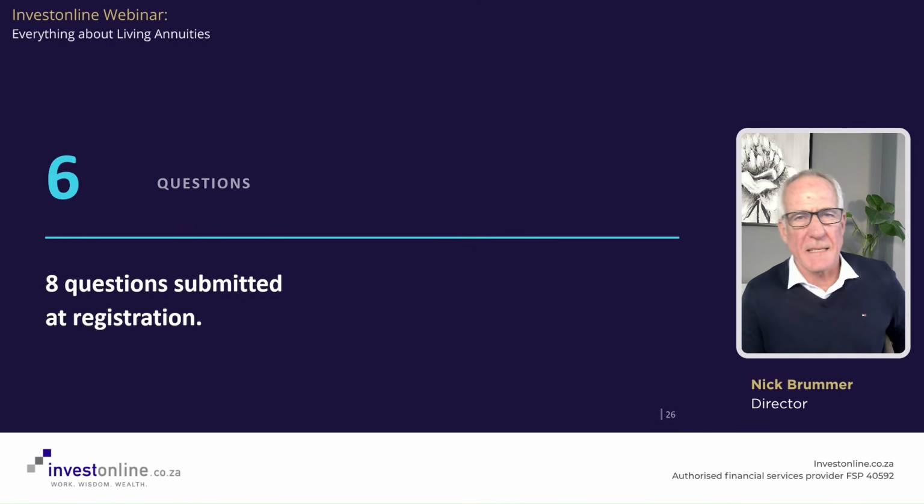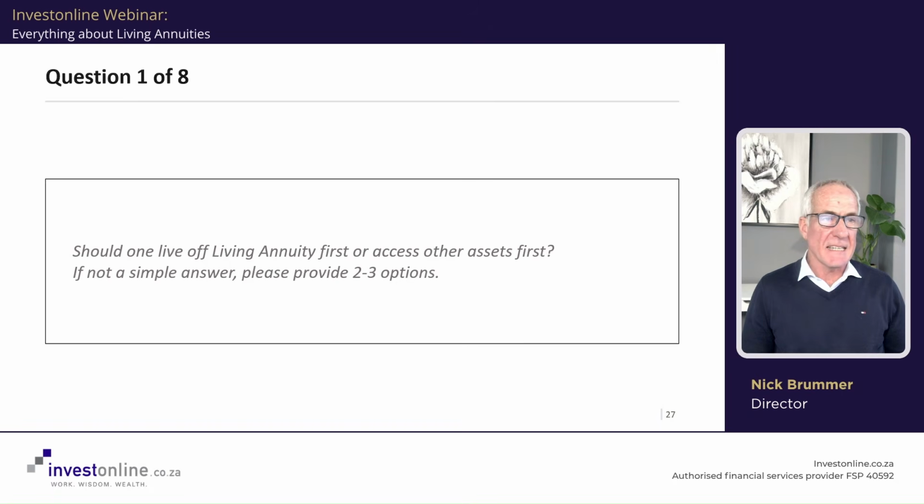Good, thanks, Stuart. Now, that does get a bit technical, and obviously we're very happy to go through that with you at another stage. So we've got some questions that have been submitted, and thank you for submitting them. We can go through them. We've selected 8, and here's the first one. So should one live off a living annuity first or access other assets first?